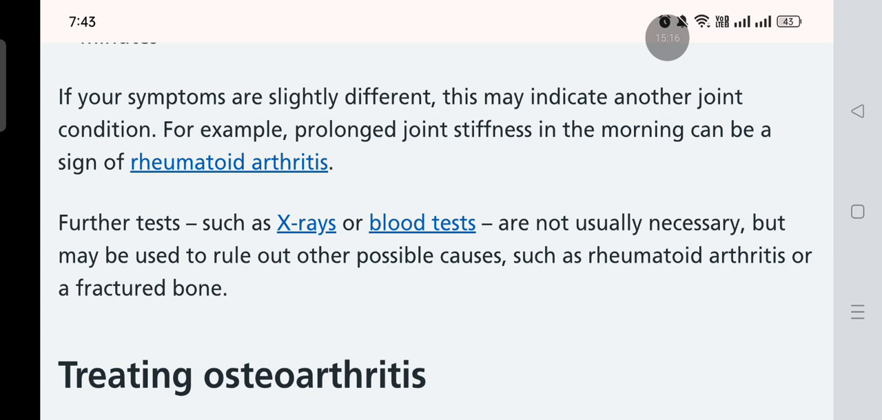Further tests such as x-rays or blood tests are not usually necessary but may be used to rule out other possible causes, such as rheumatoid arthritis or a fractured bone.